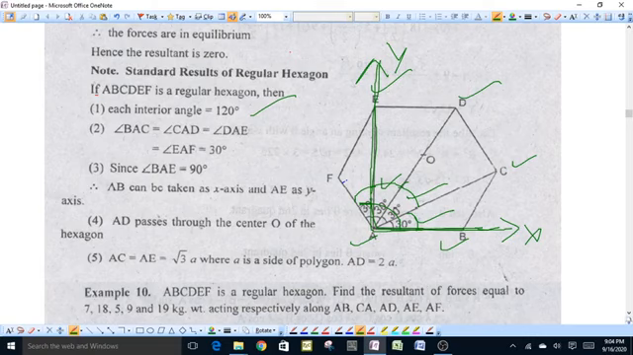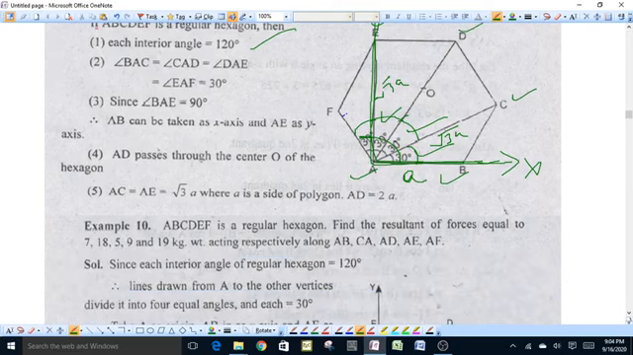If each side of regular hexagon is equal to A, then length of AC will be equal to under root 3A, length of AE will be equal to under root 3A. These are some facts about regular hexagon.